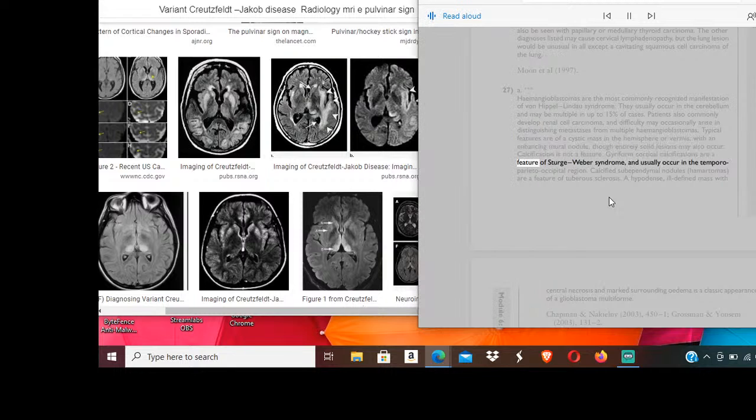Gyriform cortical calcifications are a feature of Sturge-Weber syndrome, and usually occur in the temporoparieto-occipital region. Calcified subependymal nodules, hamartomas, are a feature of tuberous sclerosis.